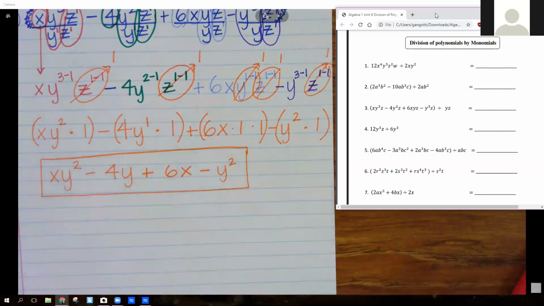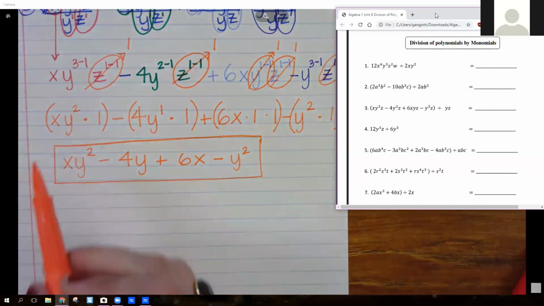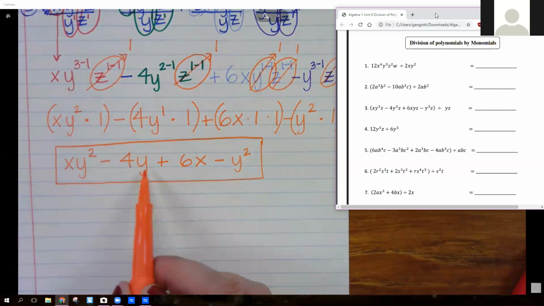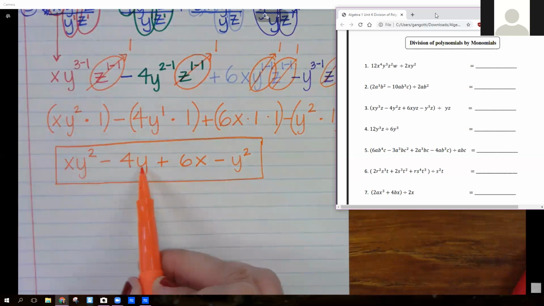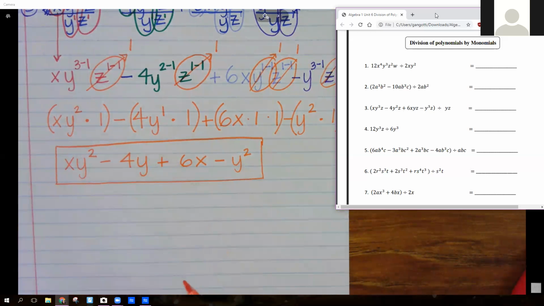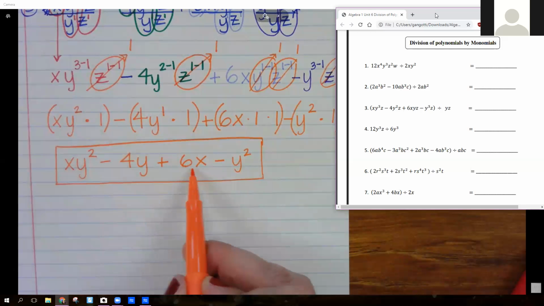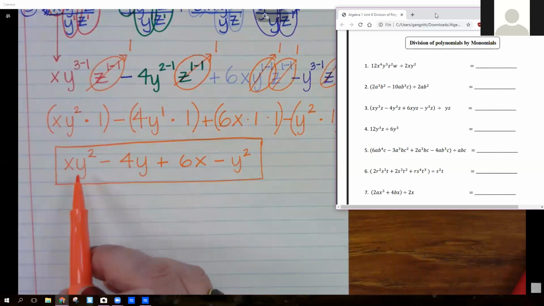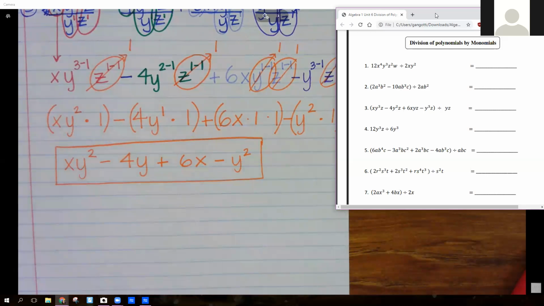Remember from last week when we were combining like terms, you have to have the exact same exponent and you have to have the same letters. So like this 4y and this y squared, we can't combine those because this doesn't have a squared exponent. And same here, xy squared cannot combine with 6x or any of the other ones because you need an x and a y, and the y has to be squared. So that is your final answer.